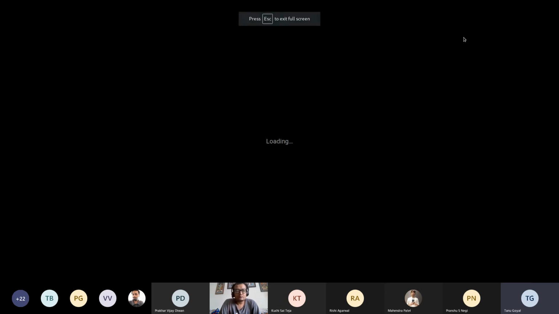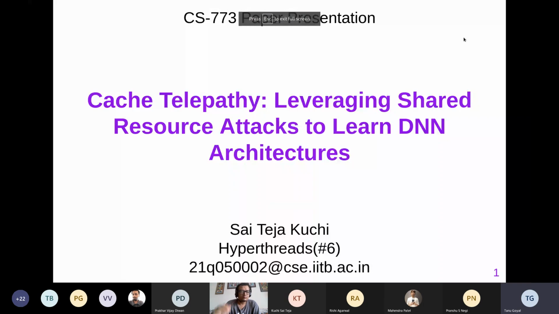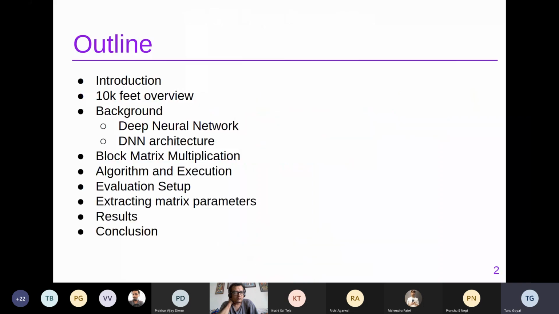Yeah, so hello everyone. Today I will be presenting the paper Cache Telepathy: Leveraging Shared Resource Attacks to Learn Deep Neural Network Architectures. So yeah, this is the outline. We'll be going through the introduction, a 10,000-feet overview of the attack, background, how the matrix multiplication takes place, the algorithm, evaluation setup, how the matrix parameters get extracted, and results.